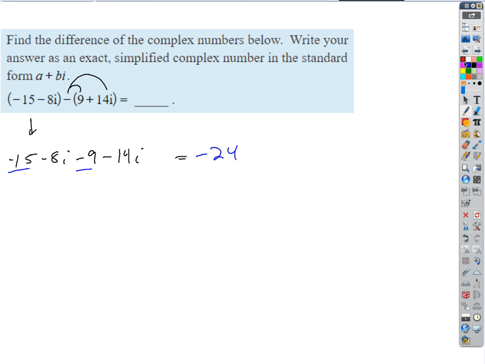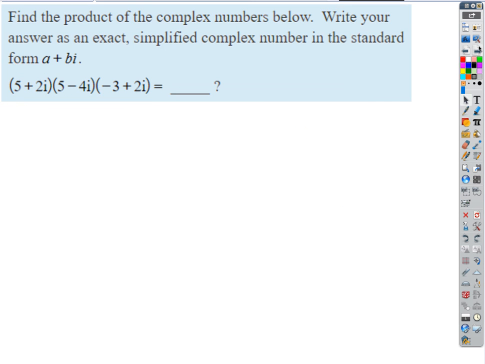The sum of the imaginary parts, right, negative 8i minus 14i, negative 22i. Everybody agree? There's the answer.